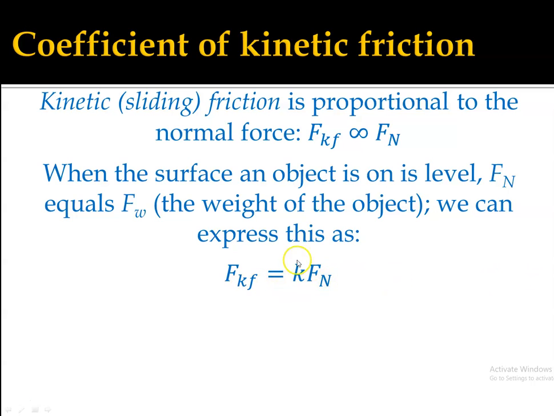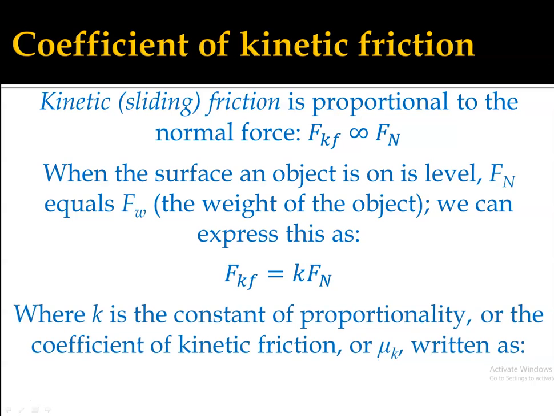Do you see that k there? That's a constant. So I will explain what that constant is. k is the constant of proportionality, or the coefficient of kinetic friction, or mu sub k. So we would rewrite this equation to look like this. The force of kinetic friction equals the coefficient of kinetic friction times the normal force of the object. And remember, the normal force on a horizontal surface is the same thing as the weight of the object.